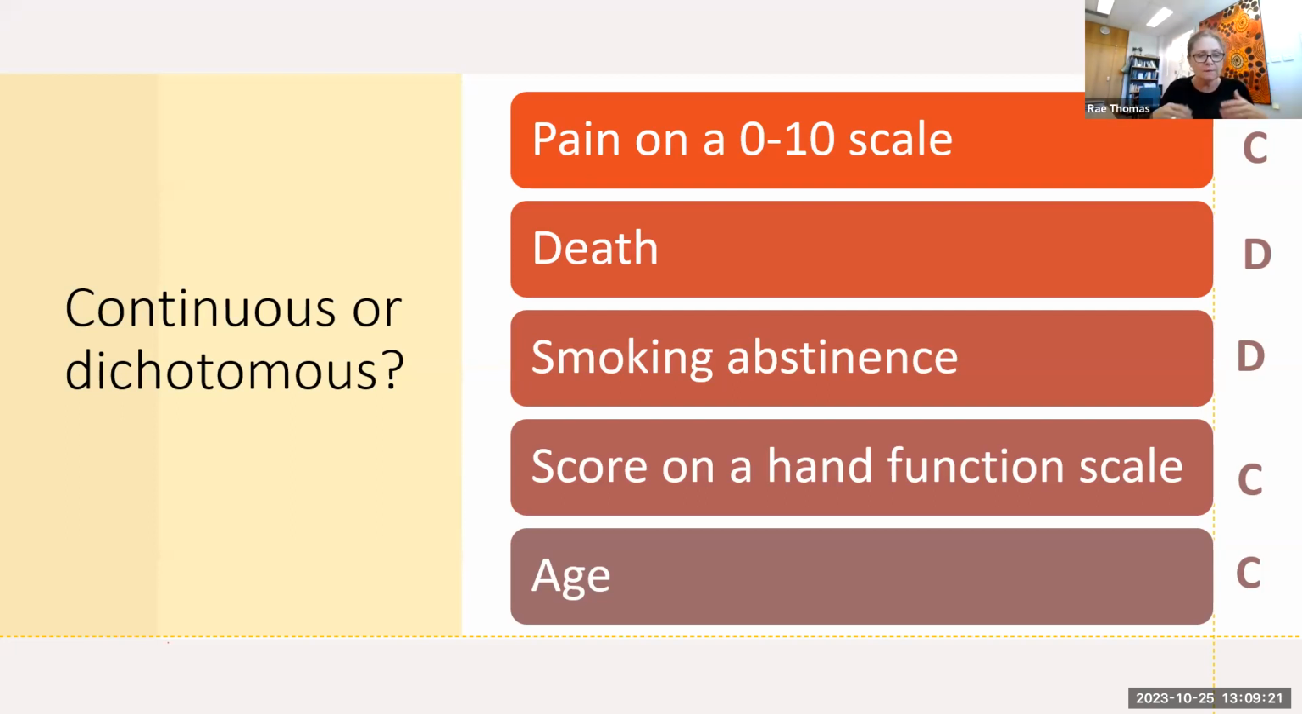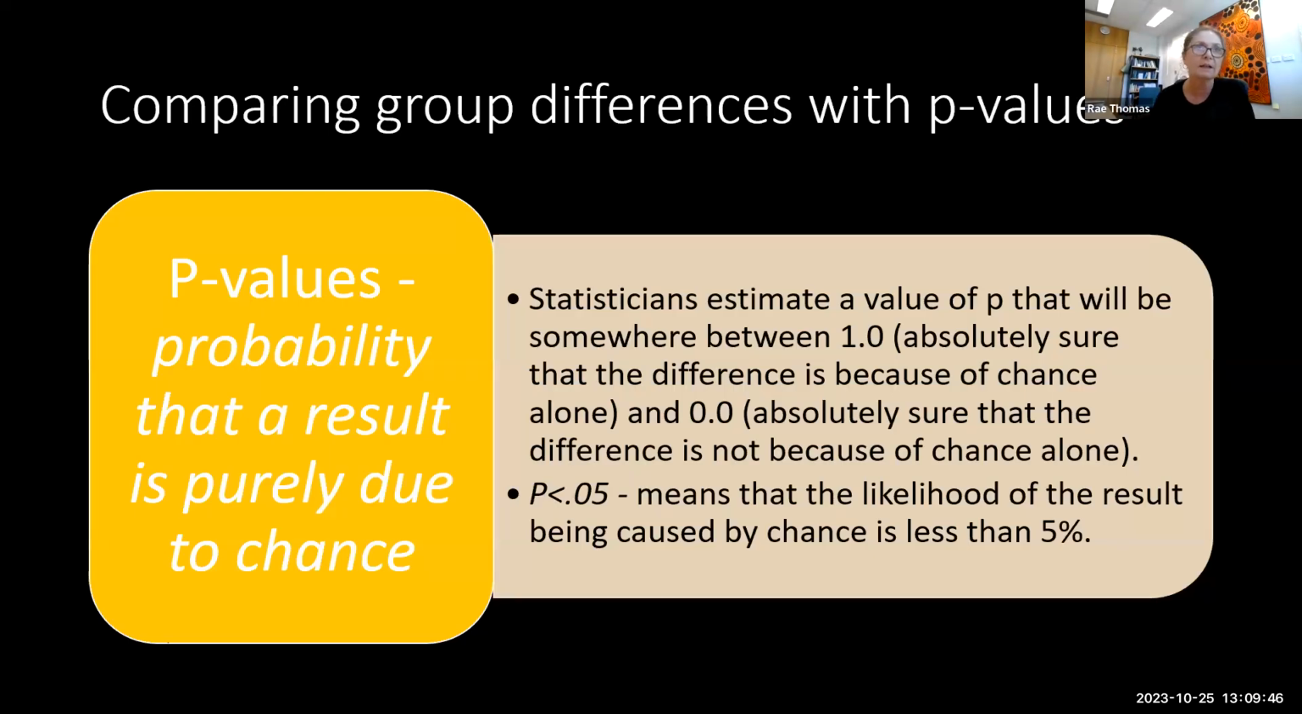Okay. So if you want to know whether or not there are differences between groups in an article, you kind of need to know about p-values and confidence intervals. The reason I want you to think about dichotomous and continuous data is because they give you clues about how the researchers have probably gone about doing their statistical analysis. So let's talk about p-values for a second. P-values are the probability that a result is purely due to chance. P is for probability.